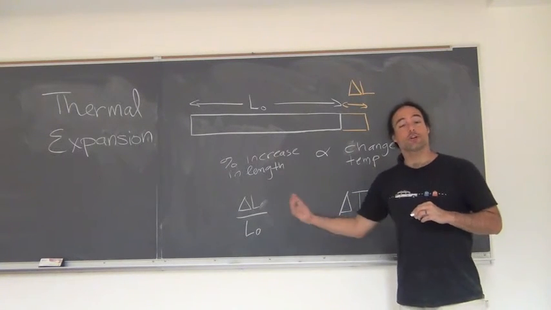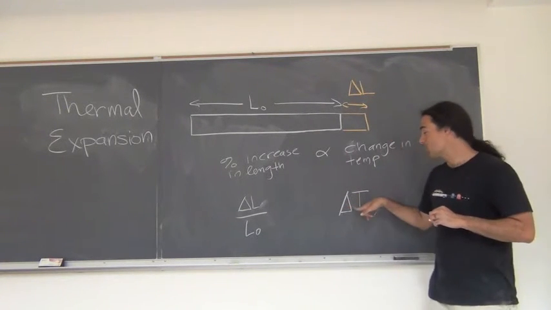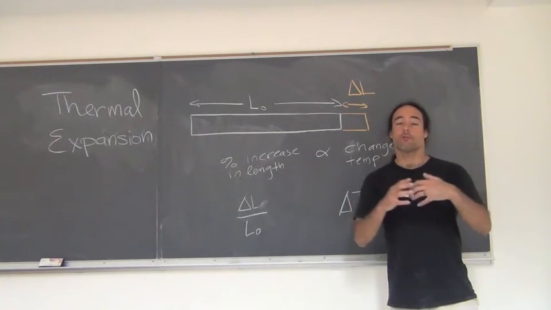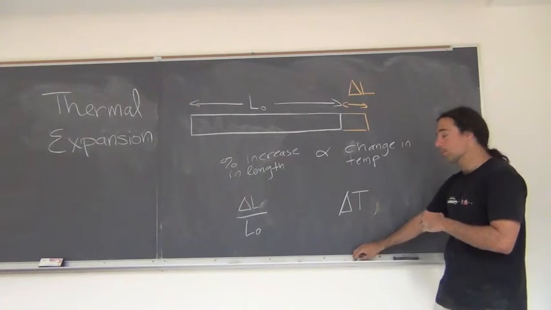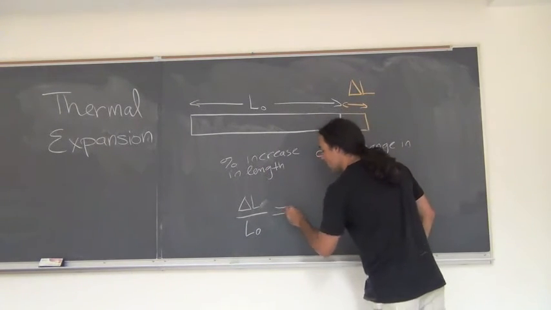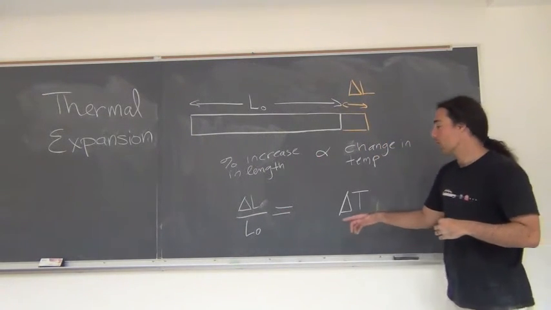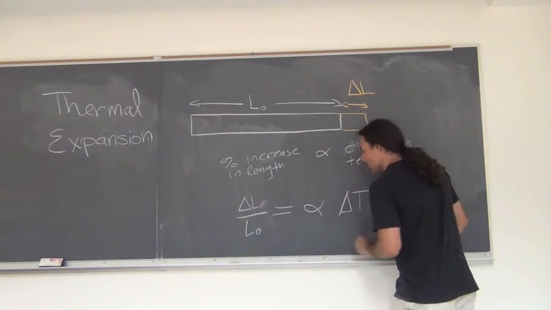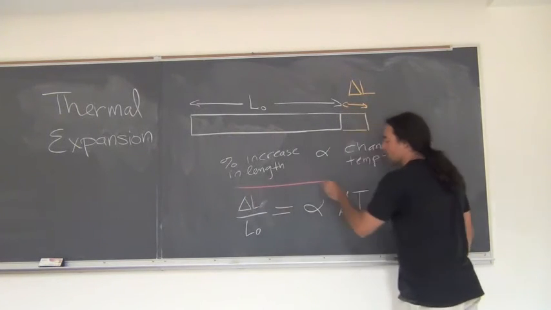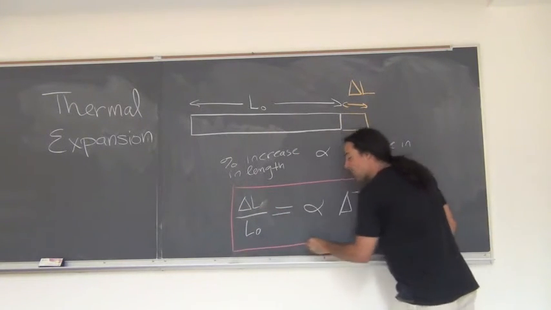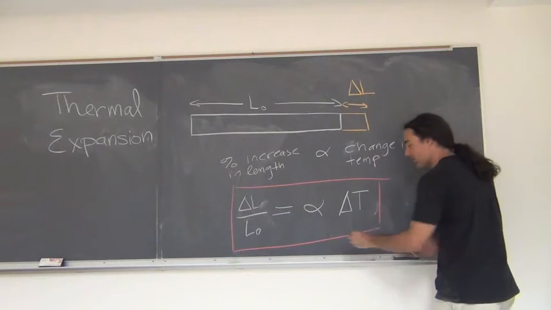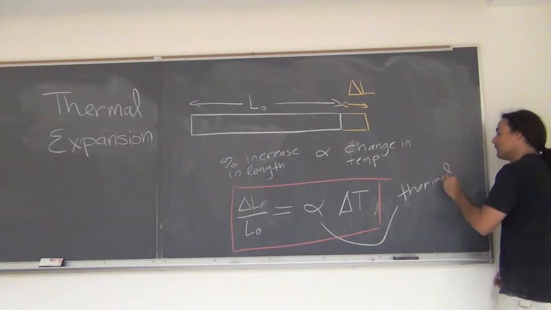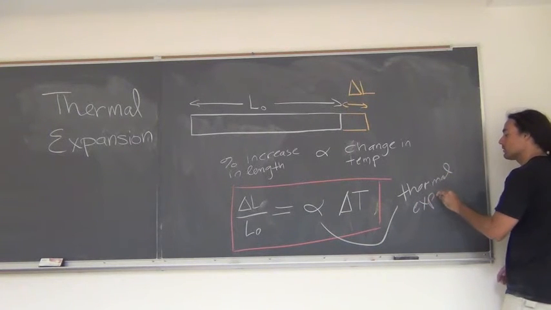Now, different materials are going to expand at different rates. So for the same change in temperature, some material is going to expand a whole bunch. Other material might not expand very much at all. To determine how much exactly the length is going to change, we have this constant right here that depends on the material that I'm working with. This is called my thermal expansion coefficient.